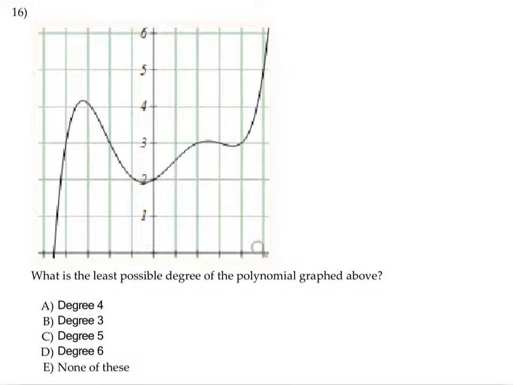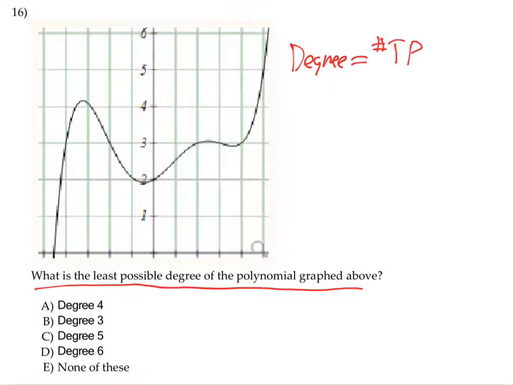Number 16. They give us this diagram, this graph, and they want us to find the least possible degree of the polynomial graphed above. Well, remember, the degree equals the number of turning points plus 1. Remember that? You want to put that on your 3x5 card for the exam.